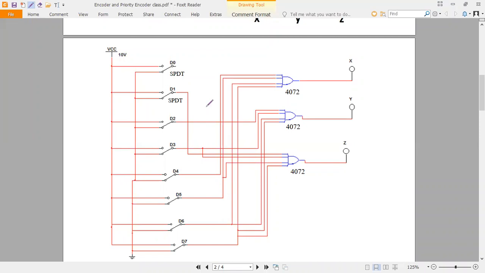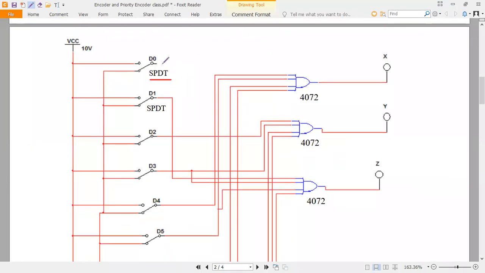Okay. Now here you can see VCC means logic 1, which is 10 volts. And here you can see the ground. Here we have VCC, here we have the ground, and here there is an SPDT switch. SPDT means single pole double throw. So these are the SPDT switches.